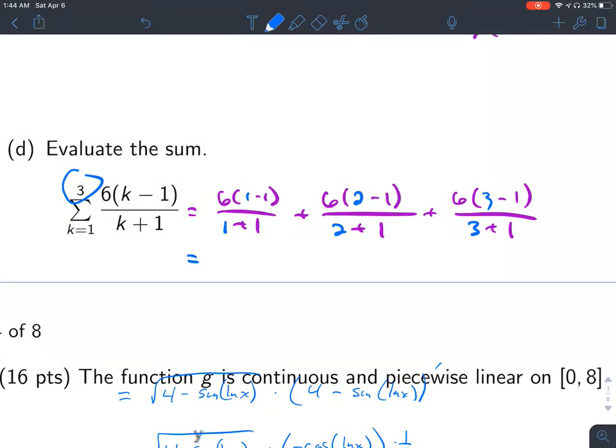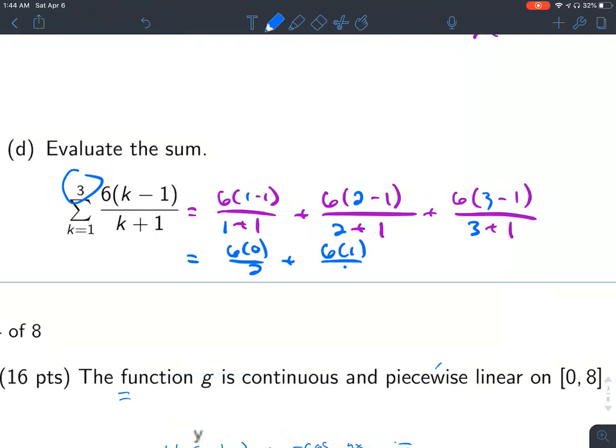So this simplifies to 6 times 0 divided by 2 plus 6 times 1 over 3 plus 6 times 2 over 4. It's going to be 0 plus 2 plus 3. This sums to 5.